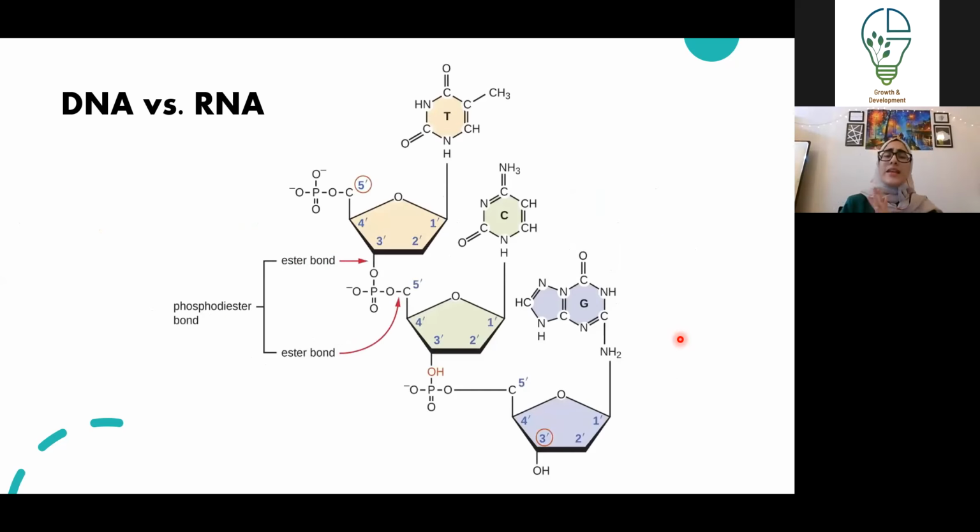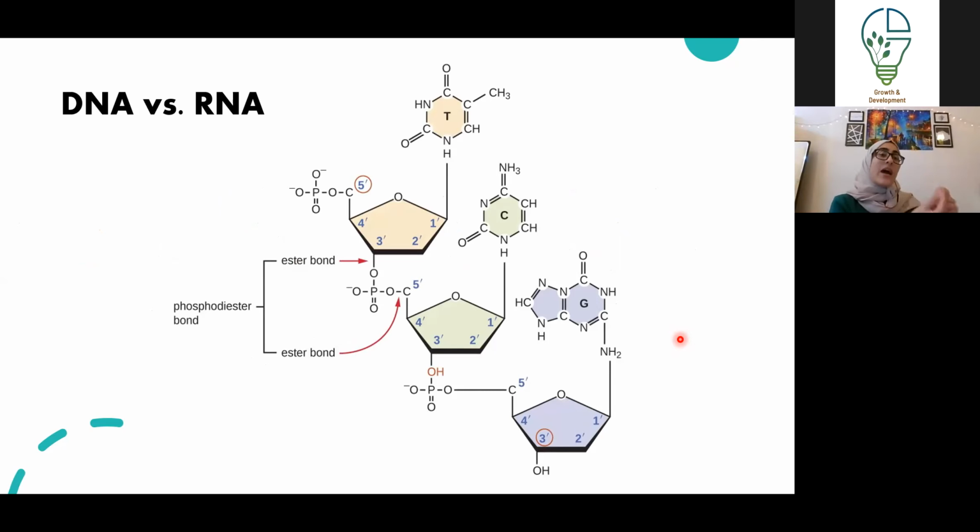Okay, so we said earlier that all of these nucleotides are connected with phosphodiester bonds. What is a phosphodiester bond? So a phosphodiester bond is what is formed when the phosphate group of one nucleotide bonds with the hydroxyl group from the sugar of a different nucleotide. So the hydroxyl group of this one binds to the phosphate group of this one. The hydroxyl group of this one binds to the phosphate group of the next.